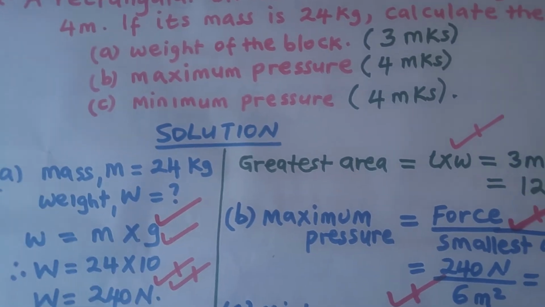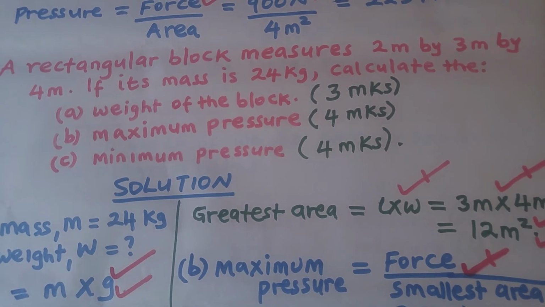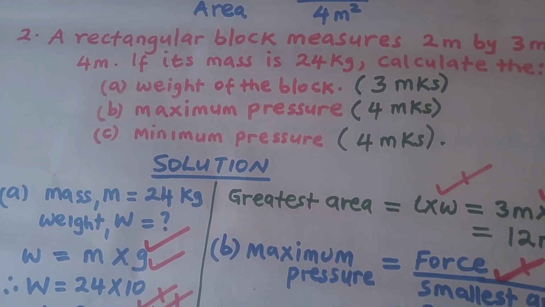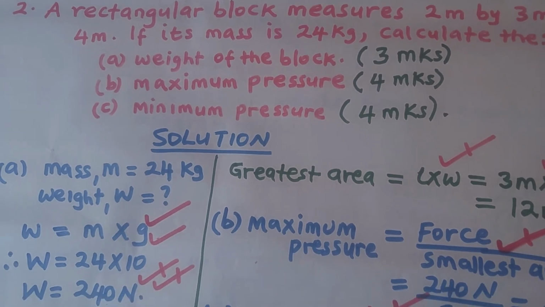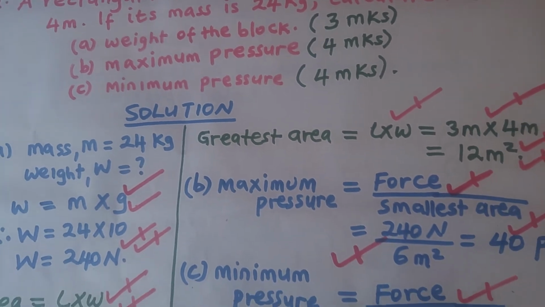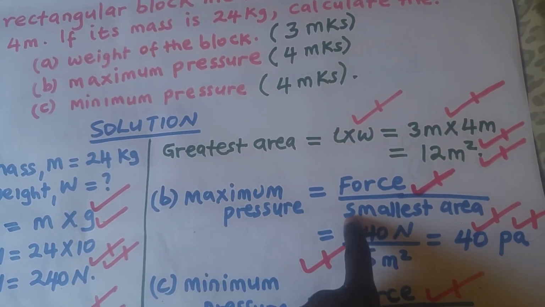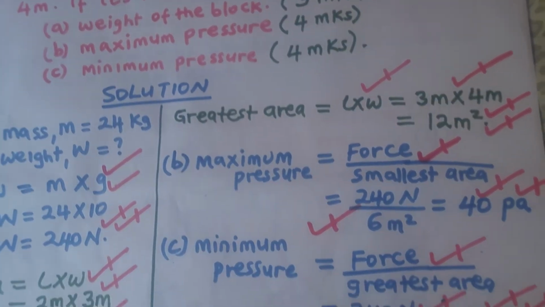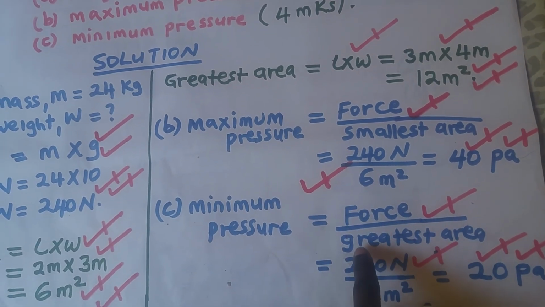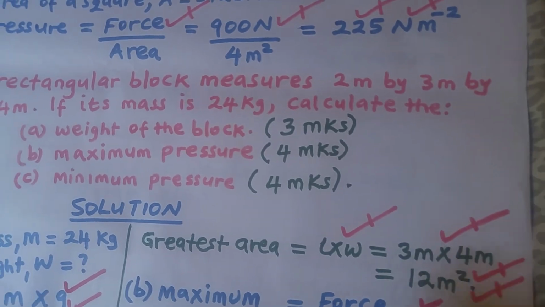What did we say? That when you are calculating the maximum pressure, which area do you use? You use the smallest area. And when you are calculating the minimum pressure, you use the greatest area. So, we shall say maximum pressure is equal to force divided by smallest area. And then minimum pressure is equal to force divided by the greatest area. So let's first calculate the areas.